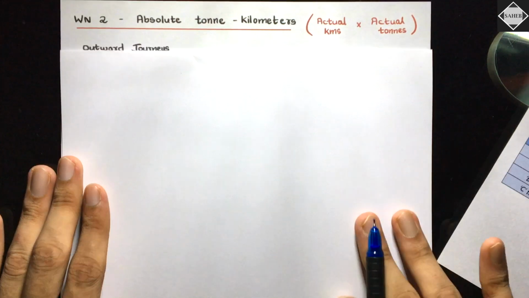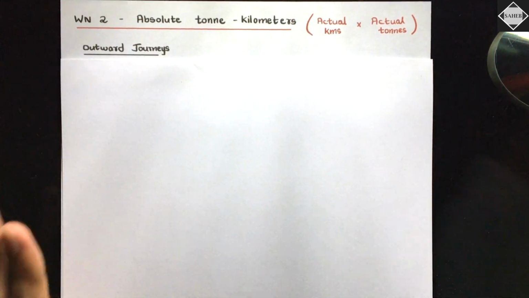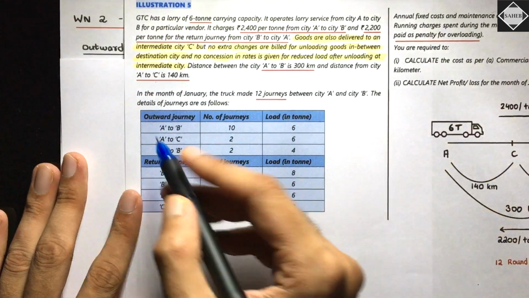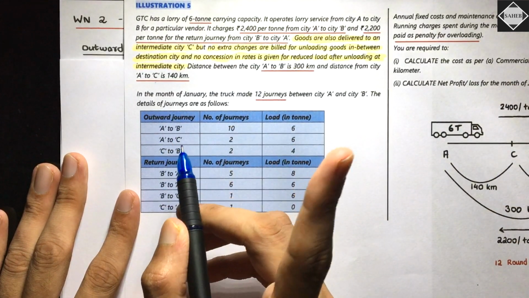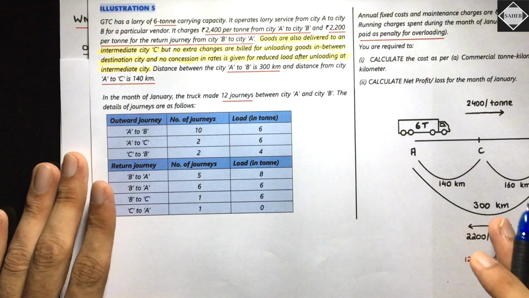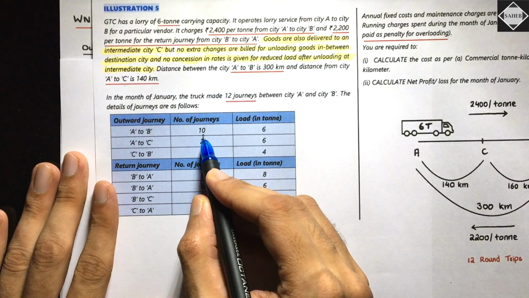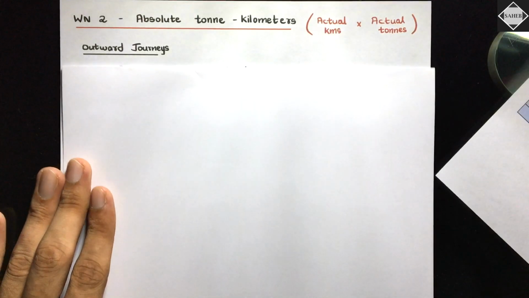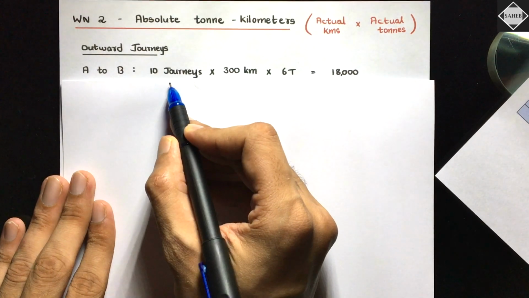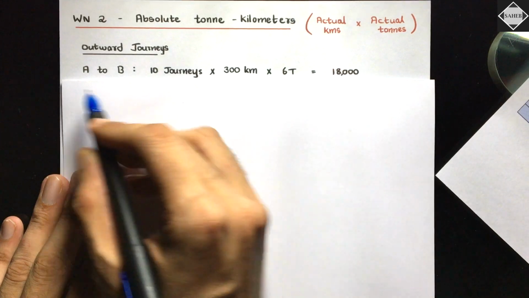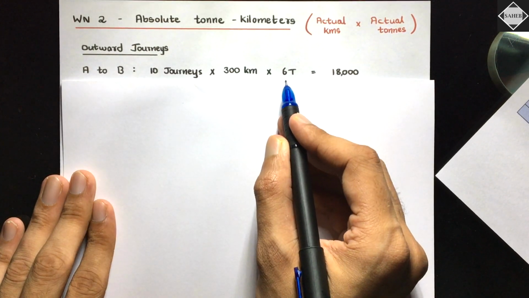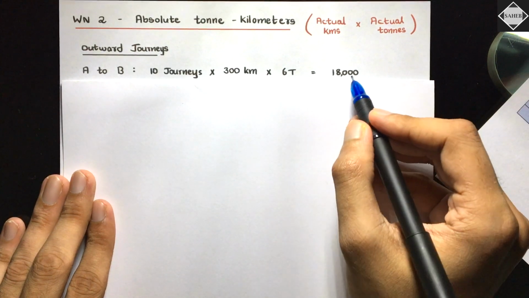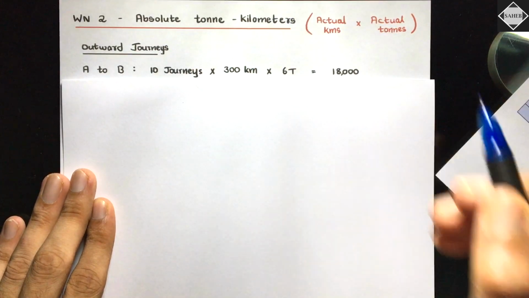Okay, see here. Outward journeys are there. The same breakdown only you have to use, right? But you have to understand now. A to B. A to B is how many kilometers? 300 kilometers, right? You all know. How many journeys? 10 journeys have happened. How many tons in each journey? 6. So this is what you have to use over here. See, it's really simple. A to B, 10 journeys have happened, 300 kilometers the distance between A to B, 6 tons we have carried in each journey. That's equal to 18,000. Okay? 18,000 what? 18,000 ton kilometers.